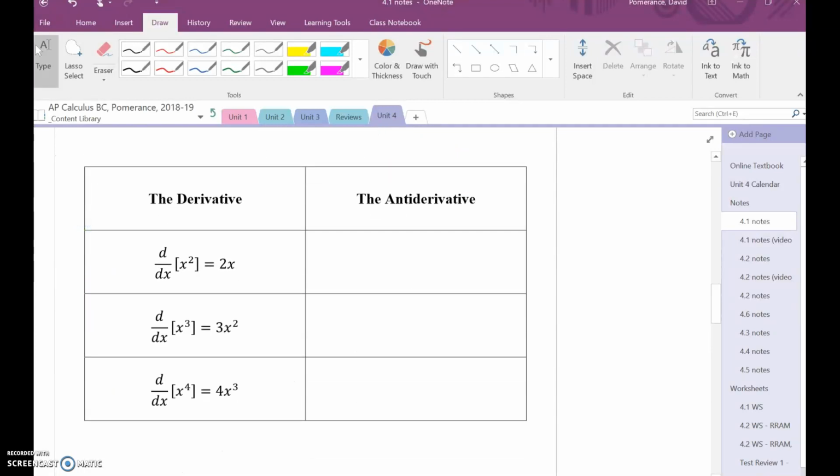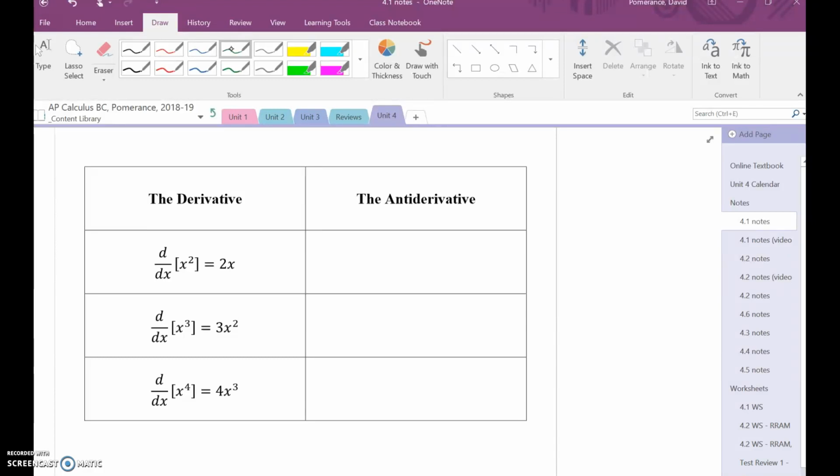We call that the antiderivative. So on the left we have some very simple derivatives that everyone knows. The derivative of x squared, x cubed, x to the fourth. We're just using the power rule. There's nothing special about that. To undo this process, we use the antiderivative.